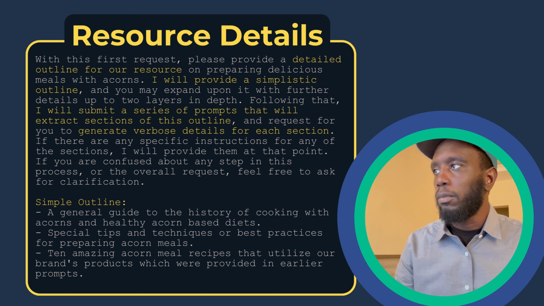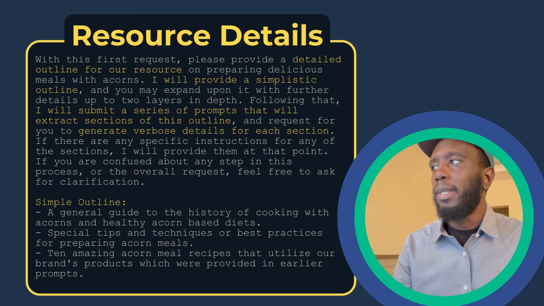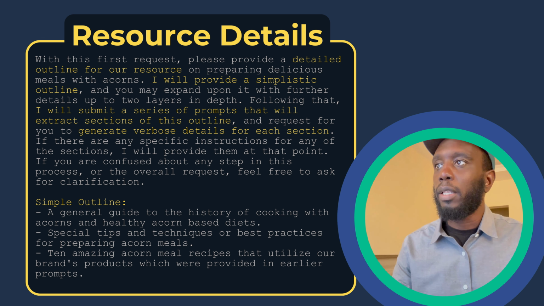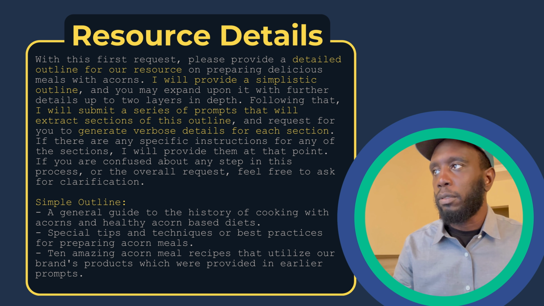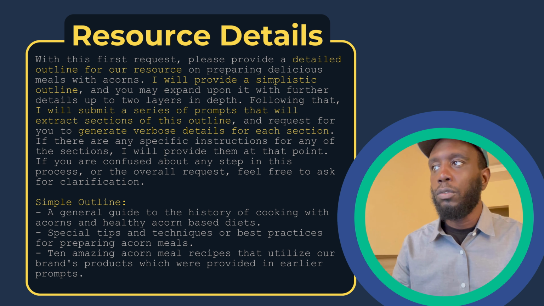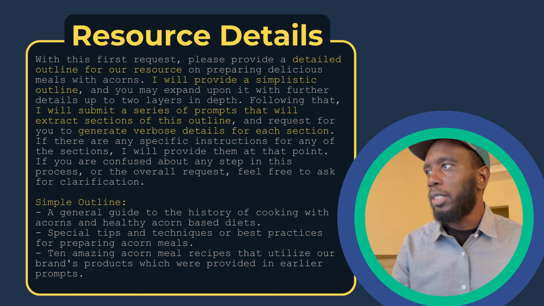I highlighted some of it here. This is the first part of the resource. We're asking it to give us not the entire resource, which is the ebook we want. Rather, we want a detailed outline for our resource. I'll provide a simplistic outline, and then you may expand upon it. So we want ChatGPT to use a basic outline that we provide in this example, and then expand it with further details, up to 2 layers of depth. It's fine. I will submit a series of prompts that will extract sections of the outline.